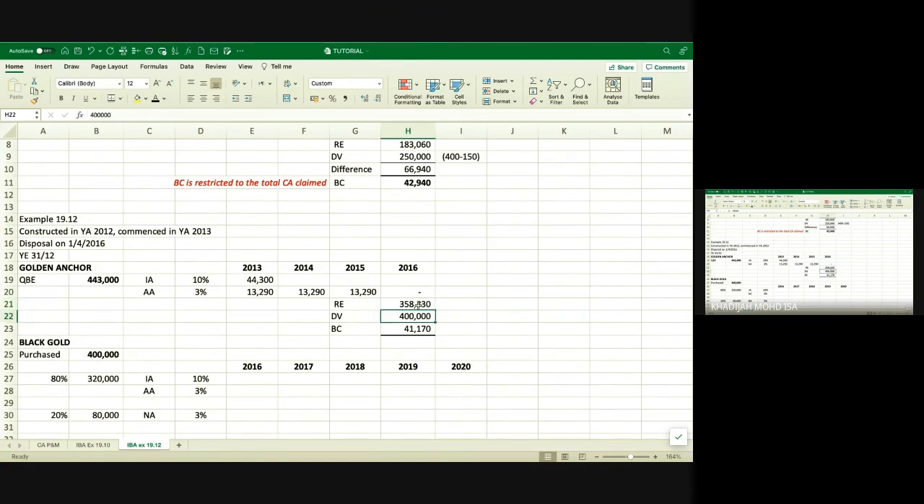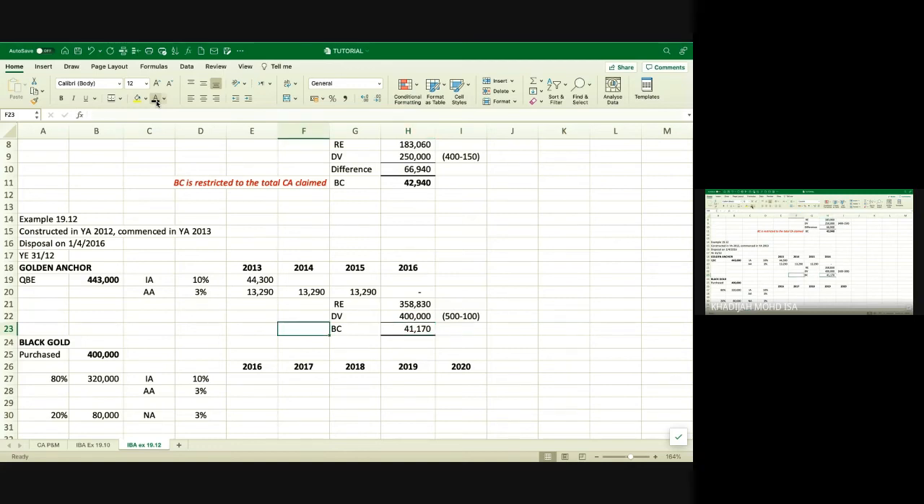Then you compare with your disposal value. And remember that your disposal value is 500,000 minus 100,000 cost of land. So that's why your disposal value is only 400,000. So from here you have 41,170 because the disposal value is higher than the RE, and that BC is 41,000. There's no restriction because the amount claimed is higher, which is 84,000. So there's no restriction on your balancing charge. So that 41,000 is your balancing charge.